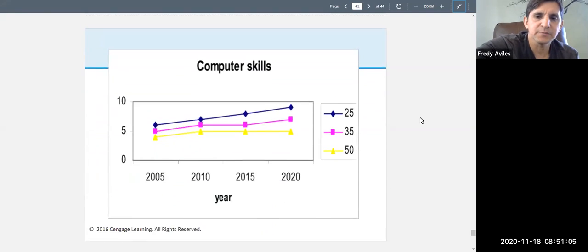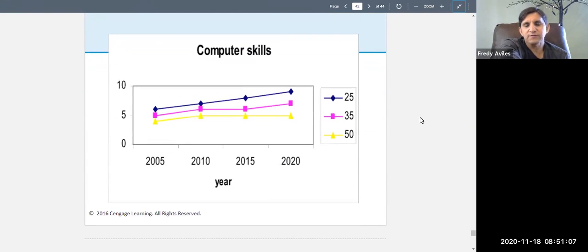And you might find something like this, that your 25-year-olds, their computer skills continue to get better. 35-year-olds, they get a little bit better, they level off and they get better, and then your 50-year-olds, they get a little bit better and then they kind of level off and they don't get much better after a while. You might find something like that. So it's a more complicated design. You have people of different age that you are tracking over time. So it's both cross-sectional and longitudinal.